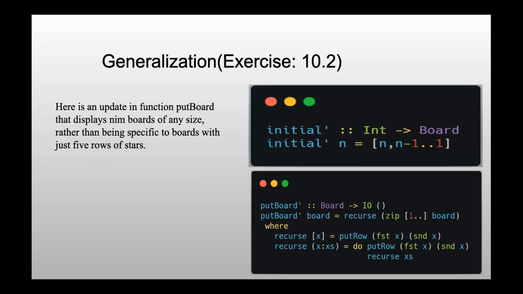All right. And so in the exercise, one modification is given. We have seen that the board consists of 5 rows, and it is fixed. So putBoard will print only 5, 4, 3, 2, 1, in that format only. In that question, they asked to take it as a generalized form and modify the putBoard function so that it will work for n rows.